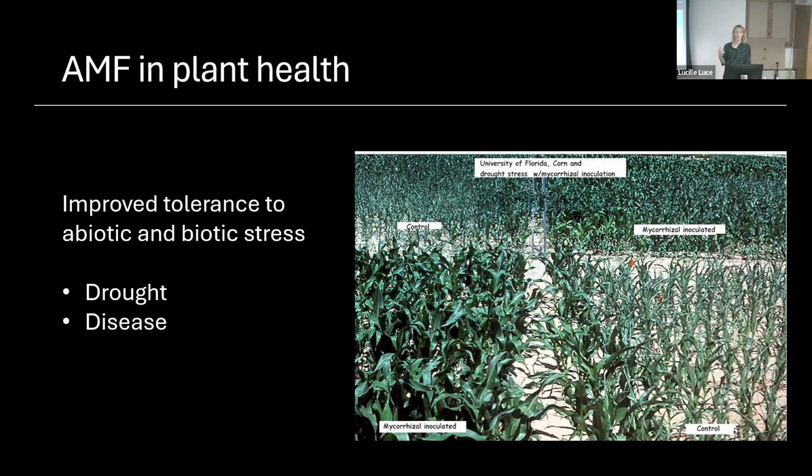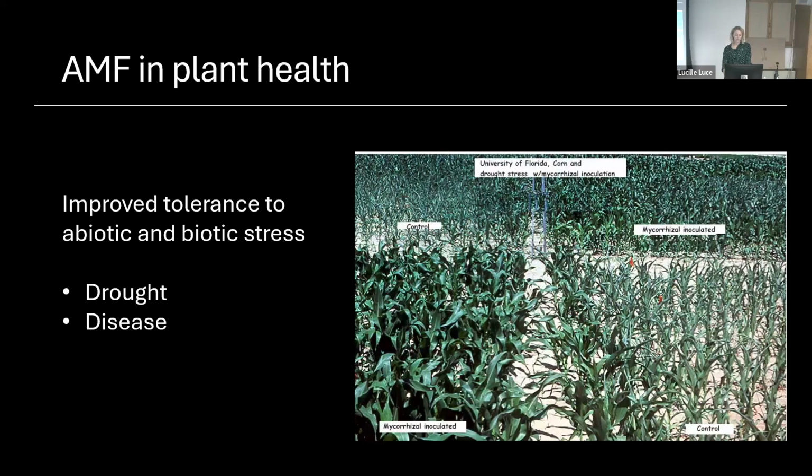However, AMF provide plants with other benefits as well as these mineral nutrients. They are known to improve tolerance of their plant host to abiotic and biotic stresses. So for example, it is well characterized that AMF will alleviate the effects of drought on many different kinds of plants, including crop plants. And this is just an image to illustrate this.